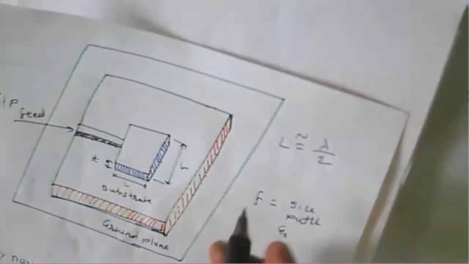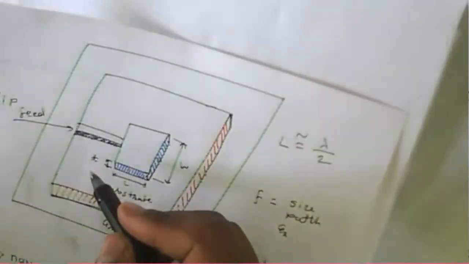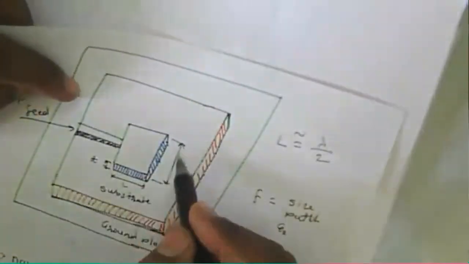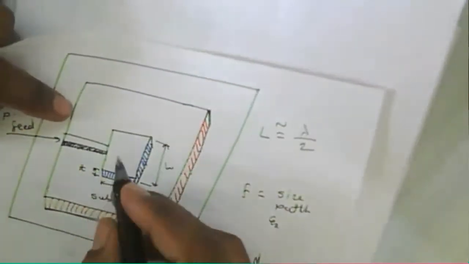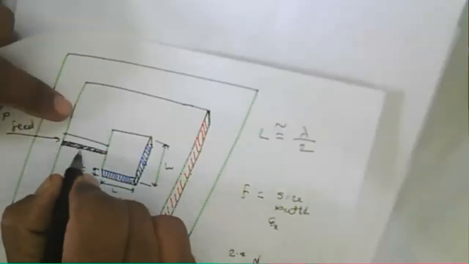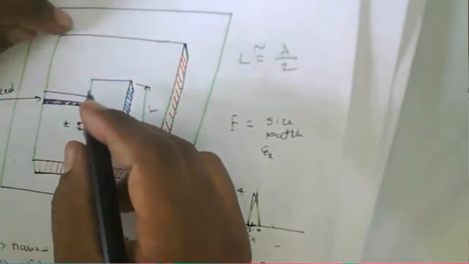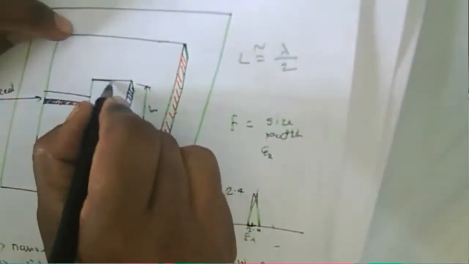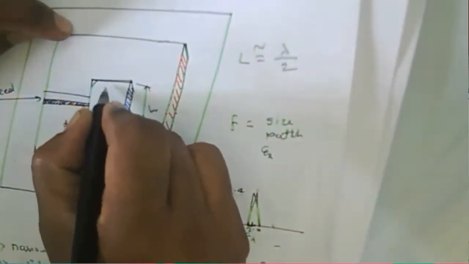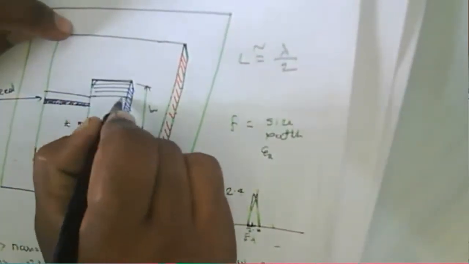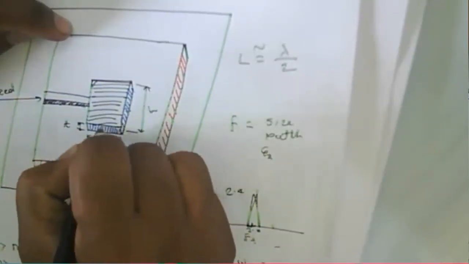To design this particular antenna, we should know what the length and width of this patch will be, and then a microstrip line that will work for the given frequency. This metal patch is nothing but a metal coating.